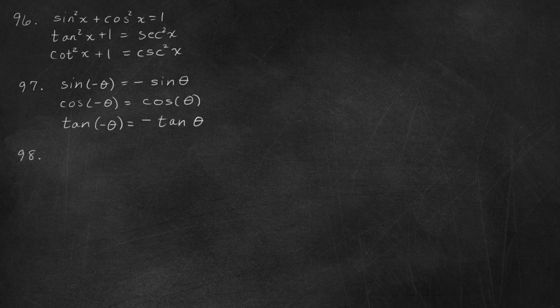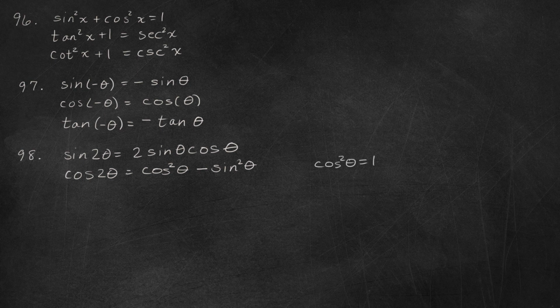Number 98, we have our double angle formulas. The sine of 2 theta equals 2 sine theta cosine theta. Cosine 2 theta. Now there are 3 different versions of this identity. We can write it in a few different forms. The one that I have memorized is cosine squared theta minus sine squared theta, and then we can get the other 2 forms from the fact that cosine squared theta equals 1 minus sine squared theta. So if we make that substitution here, we would have 1 minus sine squared theta minus sine squared theta, or 1 minus 2 sine squared theta.